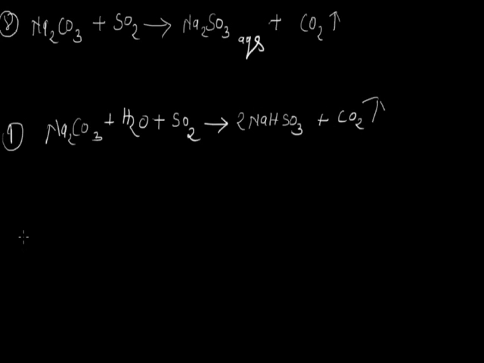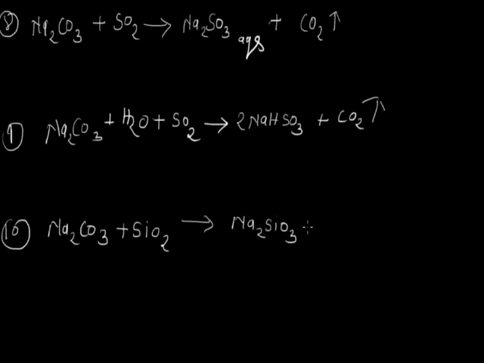Now the next important property is when sodium carbonate reacts with silica, it gives sodium silicate. Sodium carbonate Na2CO3 reacts with silica, silica meaning SiO2. Then it gives sodium silicate, Na2SiO3. It is also called water glass.